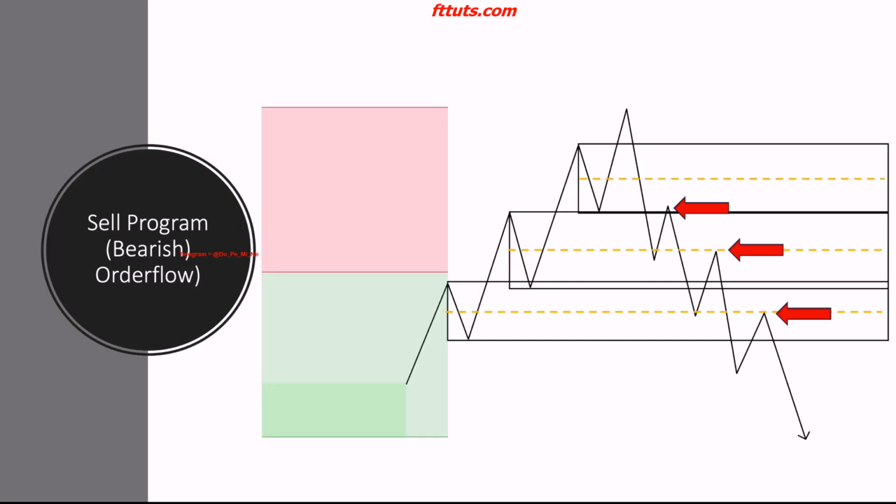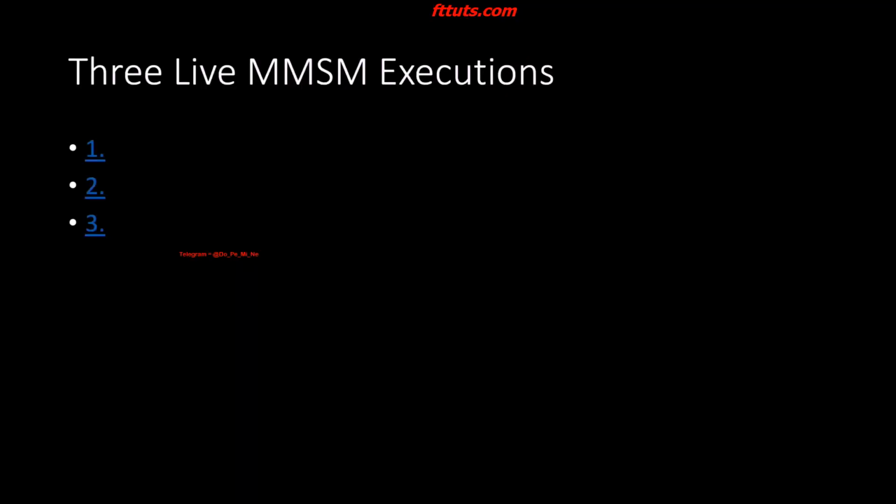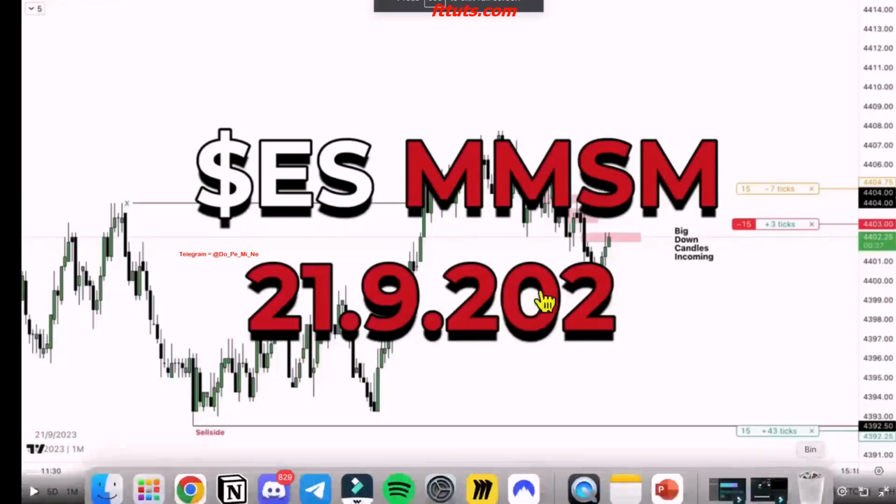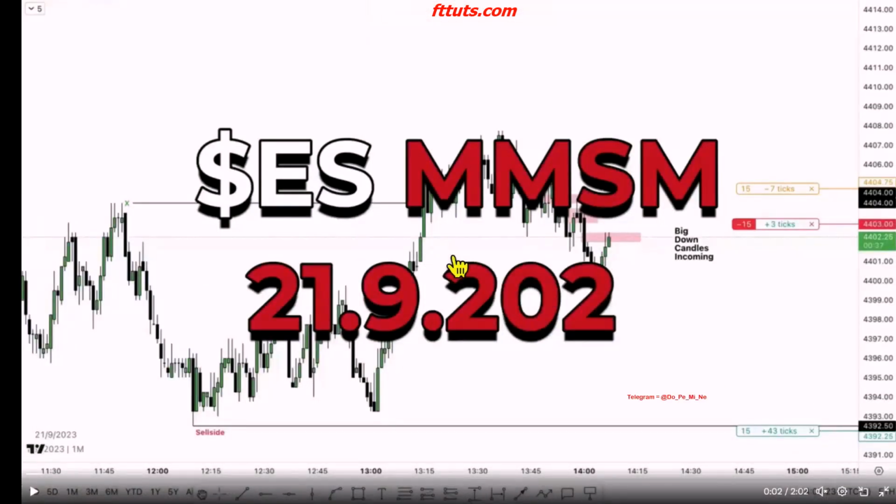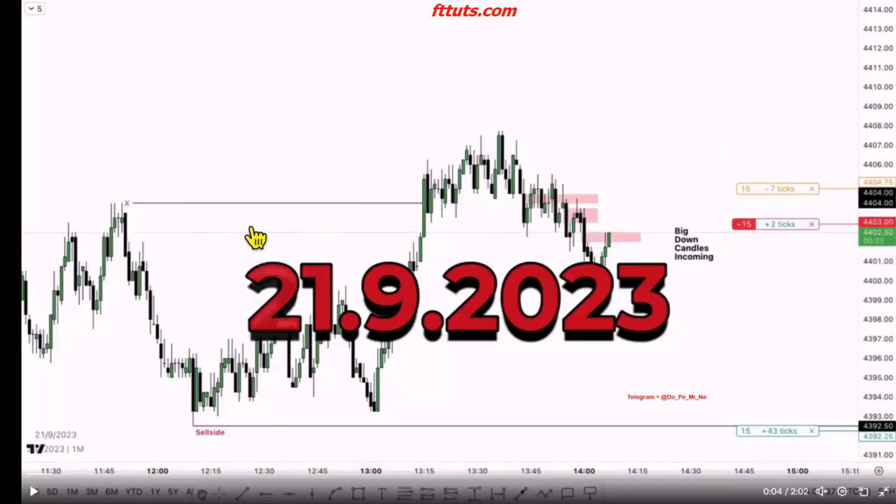Let us take a look at 3 live market maker sell model executions. So here we are on the first market maker sell model execution. What we can see is that price traded above this buy side liquidity here, which is the lunch buy side liquidity. Market consolidated above that, it distorted time and it then fell lower.